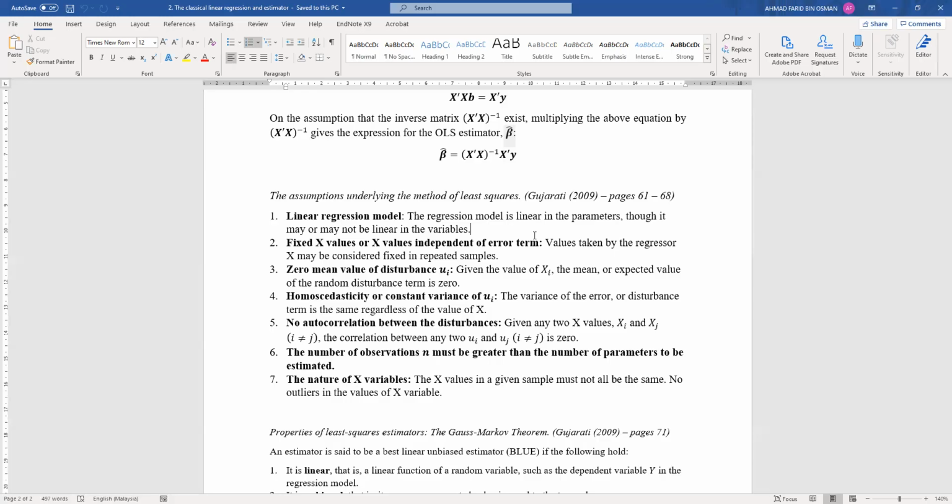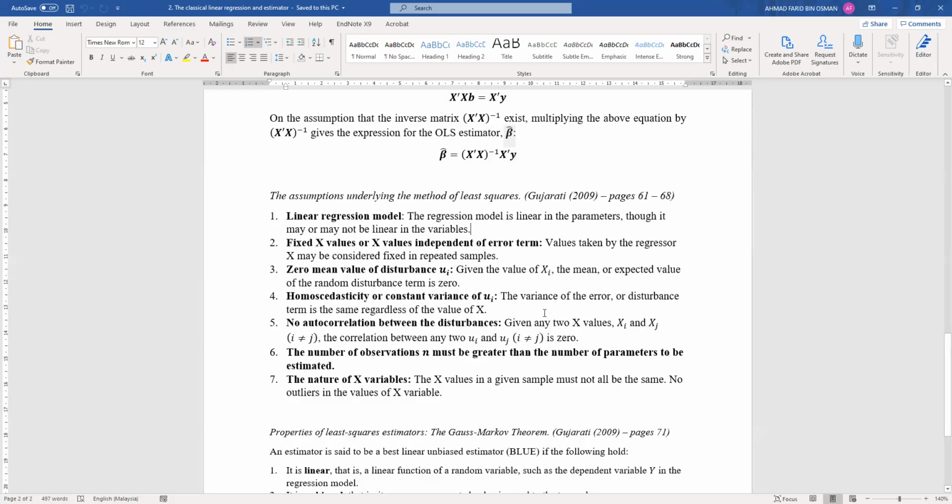So that's the requirement. And then the third one, zero mean value of disturbance. Given the value of x, the expected value of the random disturbance term is 0. So the mean or average of the error term must be 0, as mentioned before. The error term can be positive or negative, depending on the value of y and the predicted values. So it's possible the error can be positive or negative, but the average of all errors must be equal to 0.